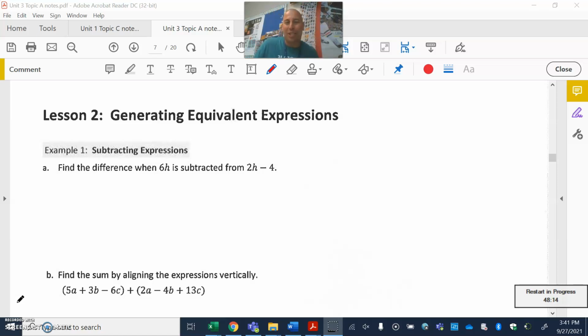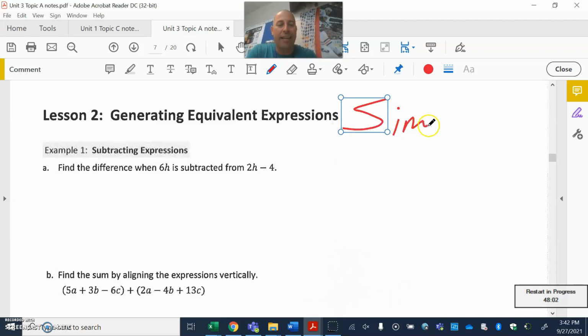We are in lesson number 2. We are generating equivalent expressions. All right, so with all this being said, generating equivalent expressions is simply known in this phrase as simplify. This word simplify gets used a lot throughout your mathematical careers.